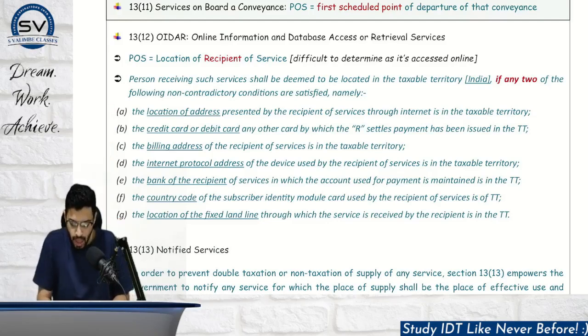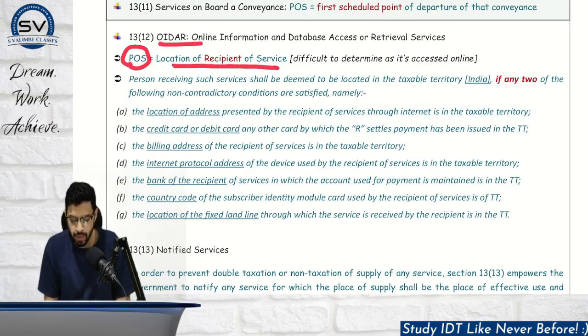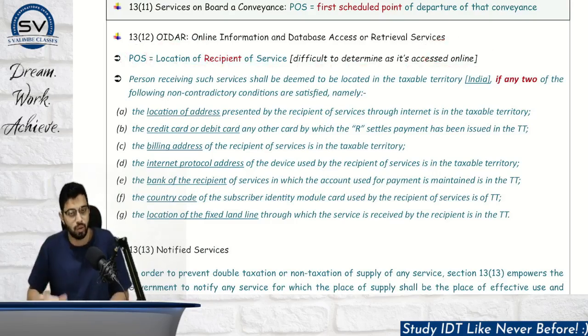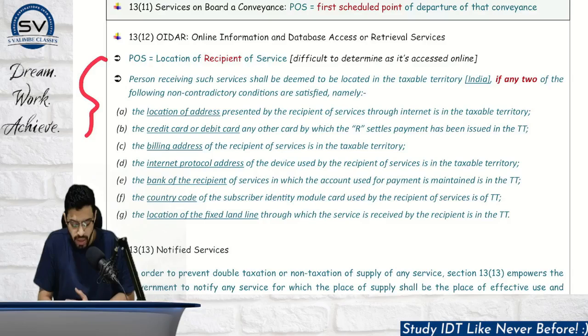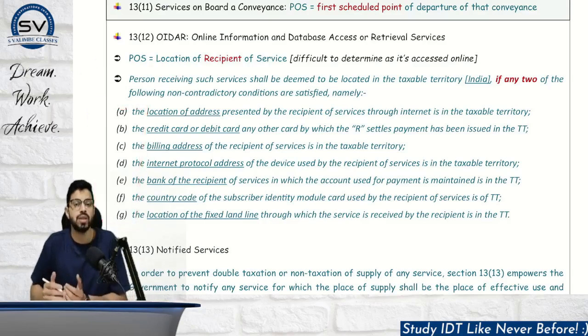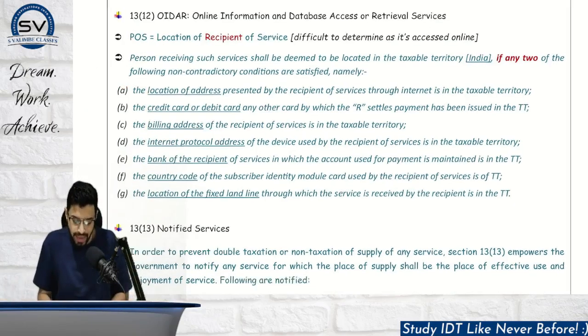Point to be noted, out of these specified conditions, if any two conditions are specified, the place of supply shall be the location of recipient. Okay, let's see. For OIDAR service, the place of supply shall be the location of recipient of service, because it is difficult to determine as it is accessed online. Now this is difficult, that's why we have to give a certain set of conditions and say if any two are complied with. Okay, let's see.